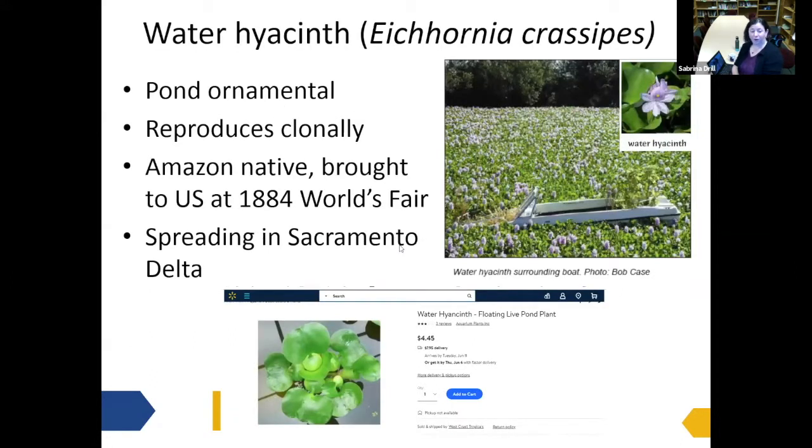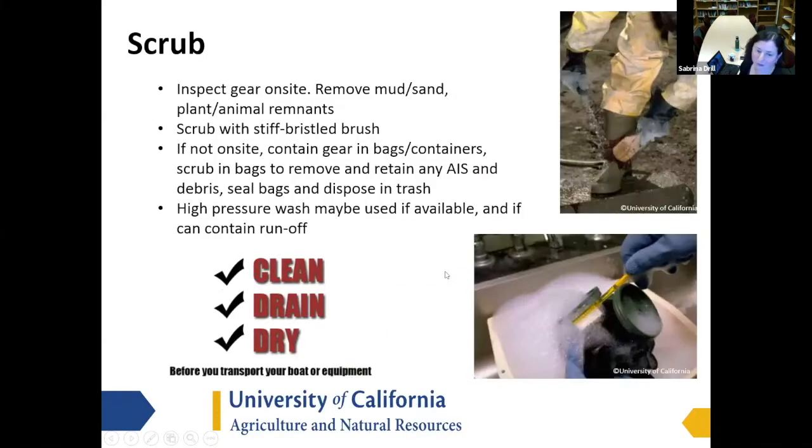Water hyacinth probably came in as a pond ornamental, again, reproduces clonally. And it's been spreading in the Sacramento Delta. And this is a picture here. This is a boat, and this is supposed to be a waterway. So you can see how this would cause some problems.